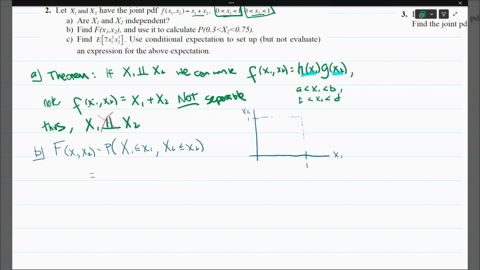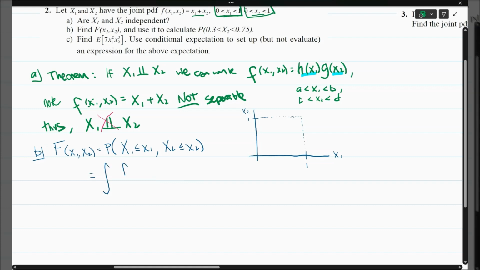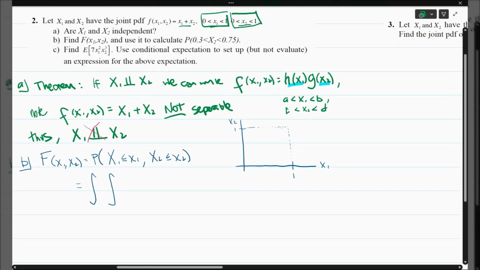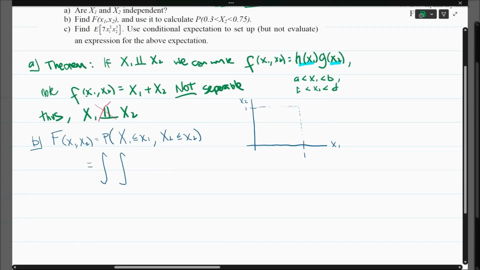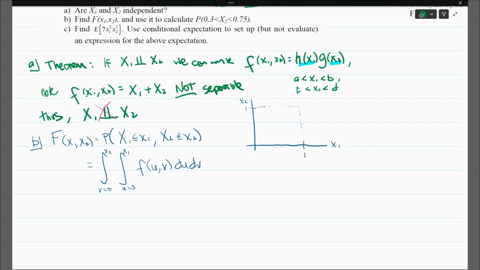So we want to express this as a double integral. But those limits of integration involve x1 and x2. And so we have to integrate, of course, the PDF. But instead of x1, I'll put a u. Instead of x2, I'll put a v. And say du dv. U, representing x1, starts at 0 and goes to x1. V, representing x2, starts at 0 and goes to x2. So I'm integrating over a rectangular region within a rectangle, and so no need to think about the geometry too hard. This is exactly what's happening.